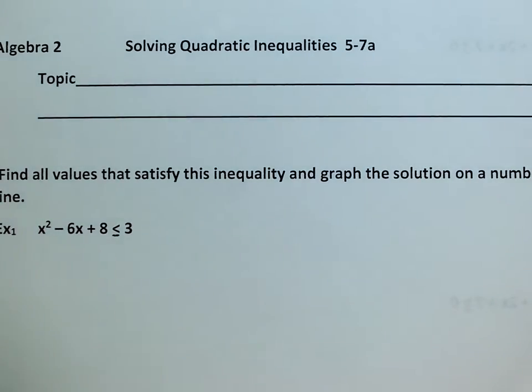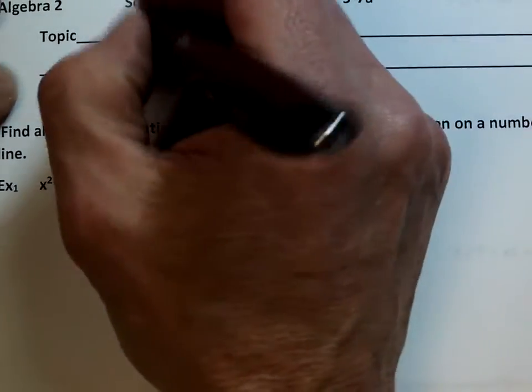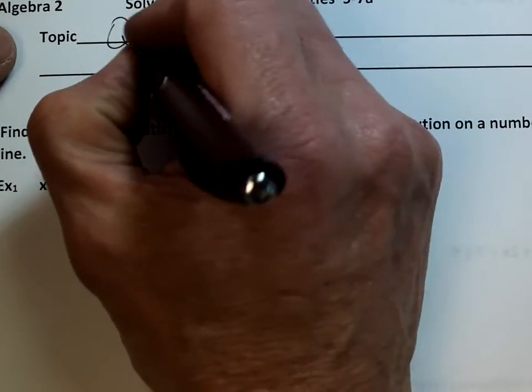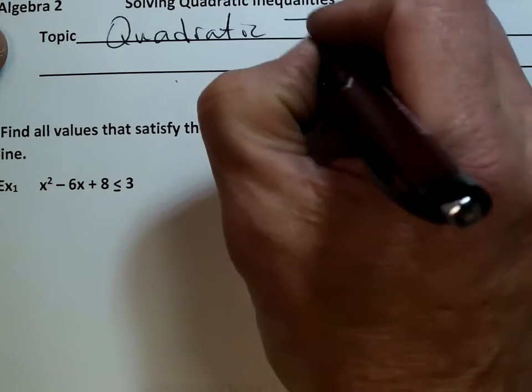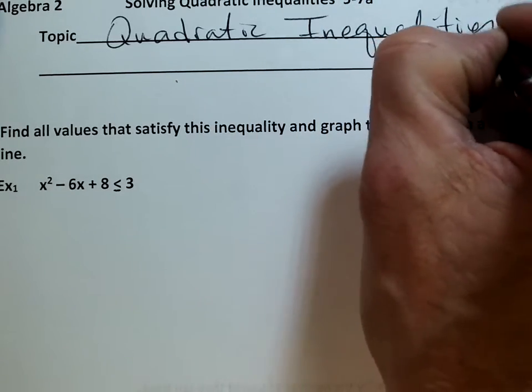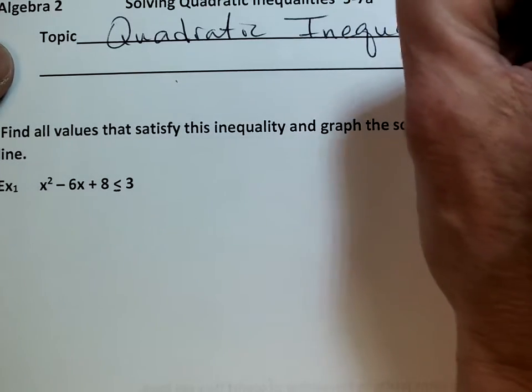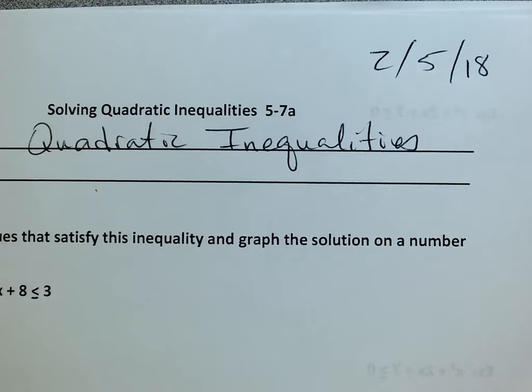Is it working? Wait. All right, so here we go. Topic: we're talking about quadratic inequalities. Okay, there we go. 2, 5, 18. Nope, there you go. How's that? So, yeah, this is the shading thing, exactly.